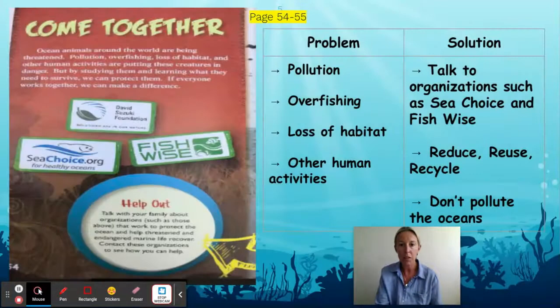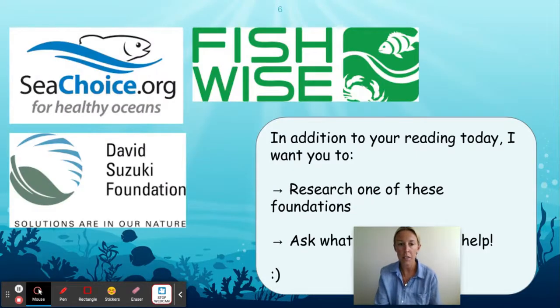Boys and girls, you are going to continue reading your Endangered Animals of the Sea book today, and you are going to add on to the chart that I have created on this slide. In addition to reading for 20 minutes, you are also going to try to do some research on your own. I would like you to research one of these 3 organizations, try to reach out to them, and ask them what you can do to help. This will be your most important work to date.